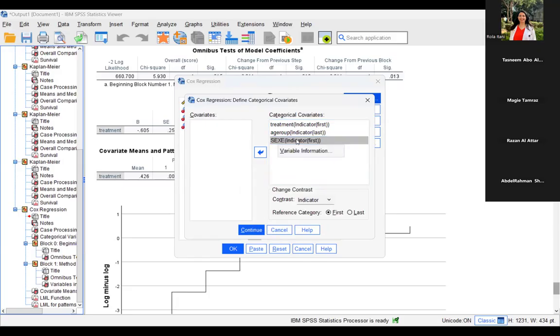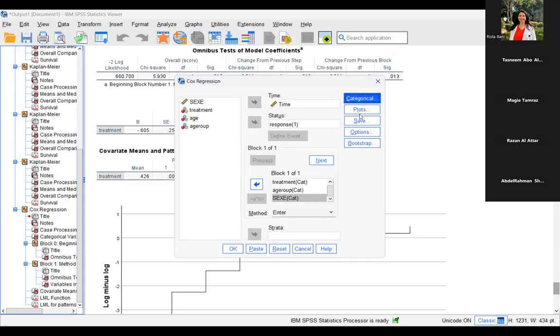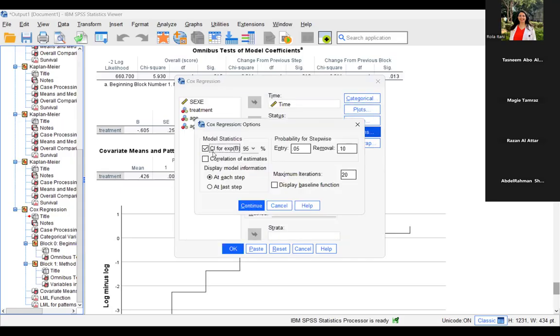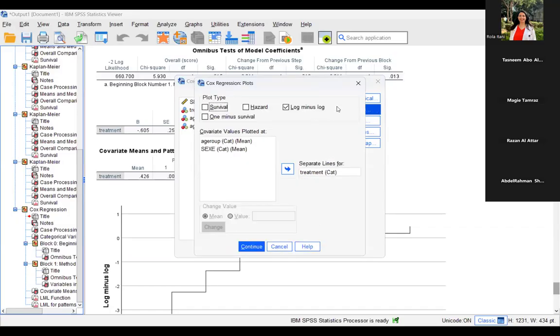Okay, let's see, I right click to see. So male is the first, so therefore my reference is male, so female compared to male. Continue. Anything else, the option is there, confidence interval, continue. I want to now see the plots, the log minus log in the multivariate to see how, again, the behavior of the treatment is. If there is, again, a violation.